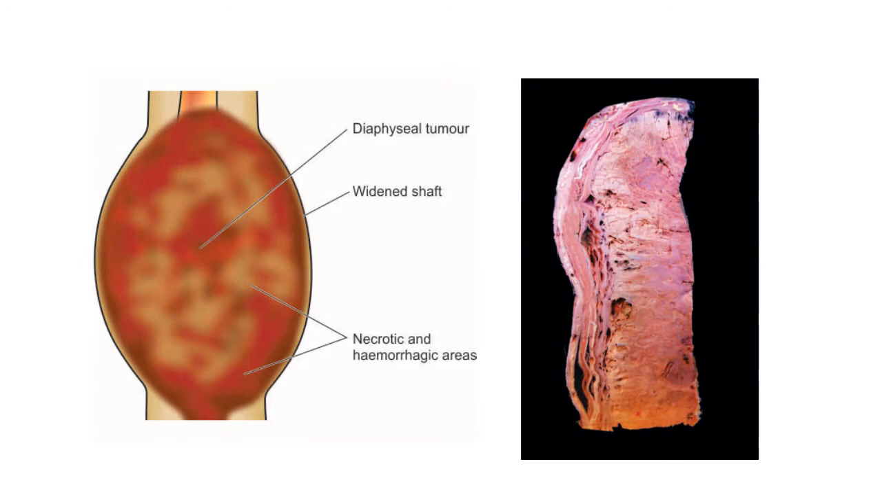The illustration on the left is showing Ewing sarcoma, which is a diaphyseal tumor that affects the shaft of the bone, and this shaft is widened due to development of the tumor, and the tumor surface is necrotic and there are areas of hemorrhage. The cut surface of the tumor is shown on the right side, and it is showing that this is a grey-white soft friable tumor with areas of cystic degeneration.